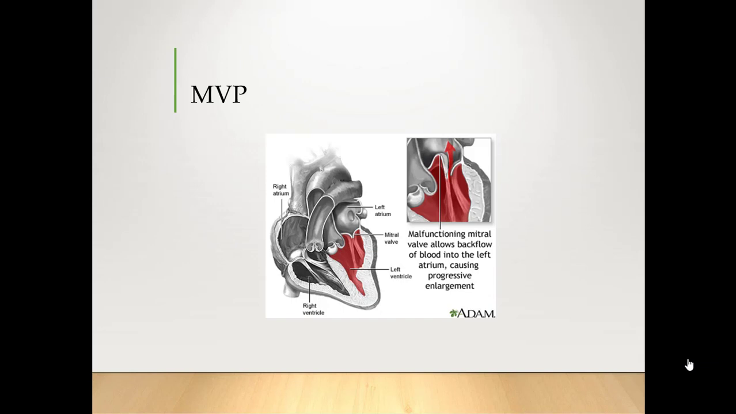Mitral valve prolapse. My slides must be... No, I don't have it. I don't know. Anyways, mitral valve prolapse. Let me look at me.